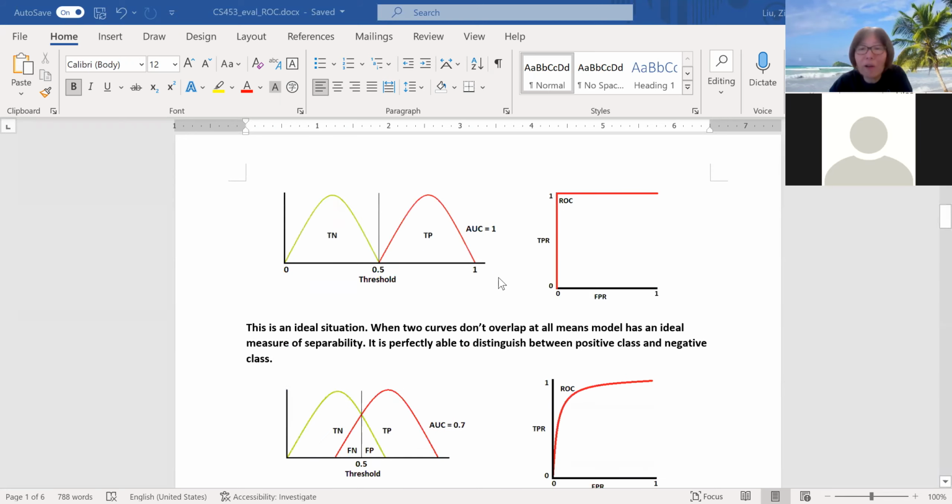Then let's take a look at the different scenarios. Okay, so red is regarding the positive classification. This is the negative classification. So this is regarding the distribution of possibility.